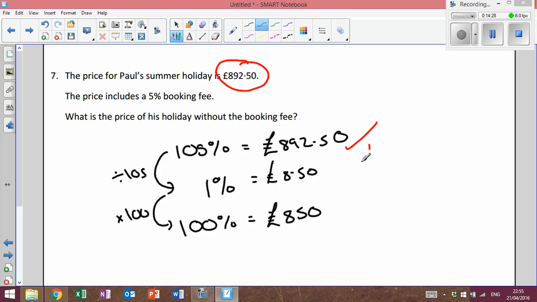Okay, which gives us £8.50 for the 1%, which means that 100% is £850. Okay, nice and easy. Mark this one. 1 mark, 2 marks, 3 marks, 1 for each stage. Okay, that first bit is the most important. You don't get that, you don't get it.